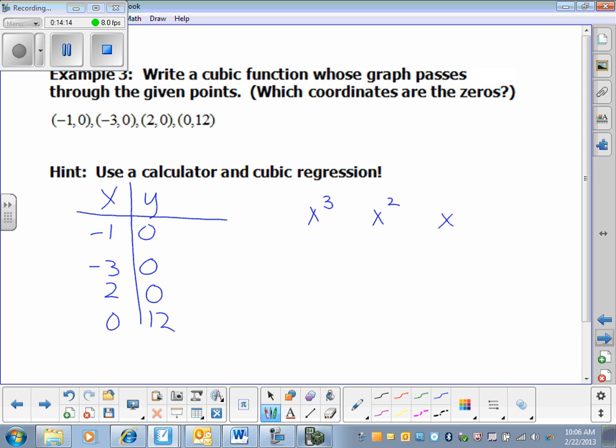What are we trying to find? Yeah, we're trying to find an equation. Oh, I already know it. You do? Yeah.